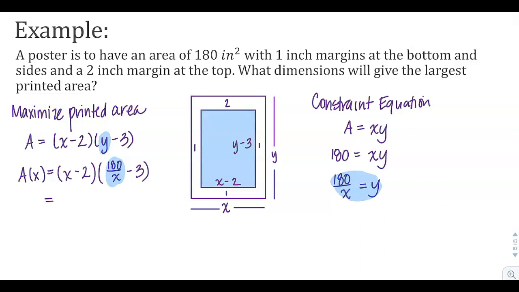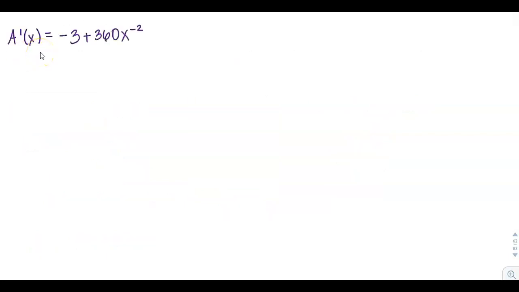So I'm going to have 180, the x's will cancel, minus 3x, minus 360 x to the negative 1, because inside here I have this 360 over x, so I'm writing it as x to the negative 1, plus 6. So now when I take the derivative, I will have A prime of x is equal to negative 3 plus 360 x to the negative 2.